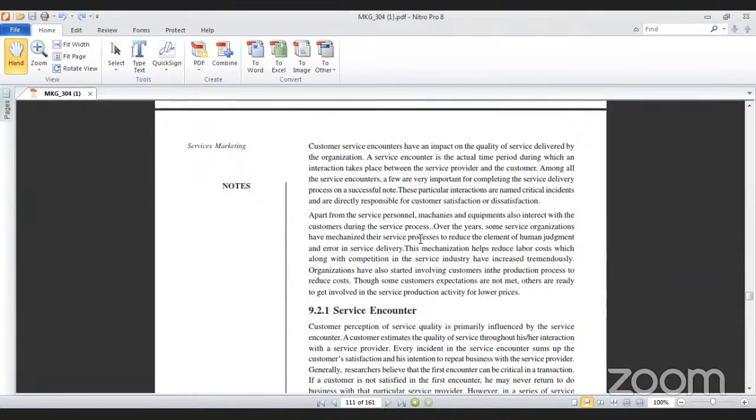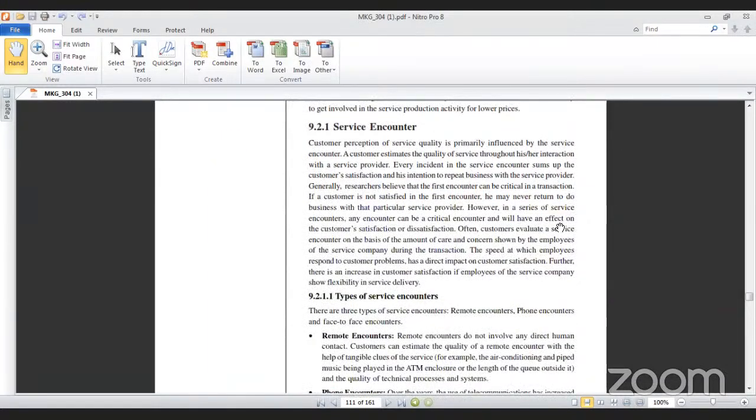The service encounter is the actual time period during which an interaction takes place between the service provider and the customer. Among all the service encounters, a few are very important for completing the service delivery process on a successful note. These particular interactions are named critical incidents and are directly responsible for consumer satisfaction or dissatisfaction. Service encounter.